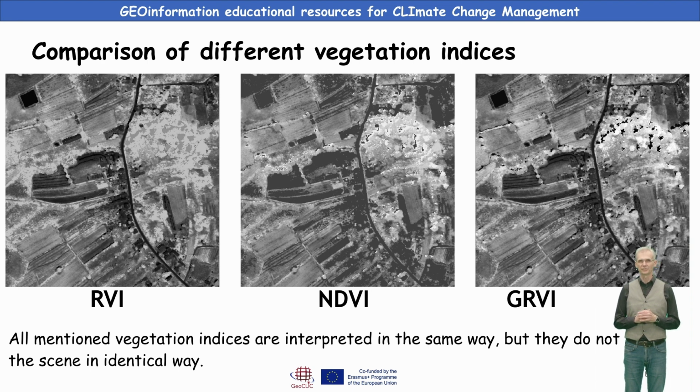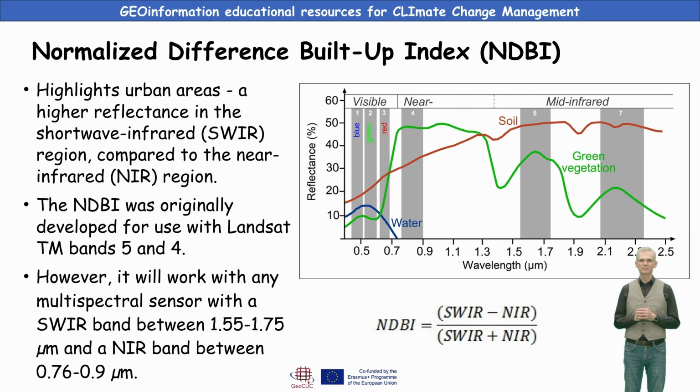All mentioned vegetation indices are interpreted in the same way, already described earlier, but they do not show the scene in an identical way. We can see the RVI and GRVI provide more details and better gradation of vegetation areas than NDVI. The reason lies in the fact that NDVI always ranges from -1 to +1, while GRVI and RVI have a wider range of index values. Therefore, it can be said that they display indices with a higher radiometric resolution.